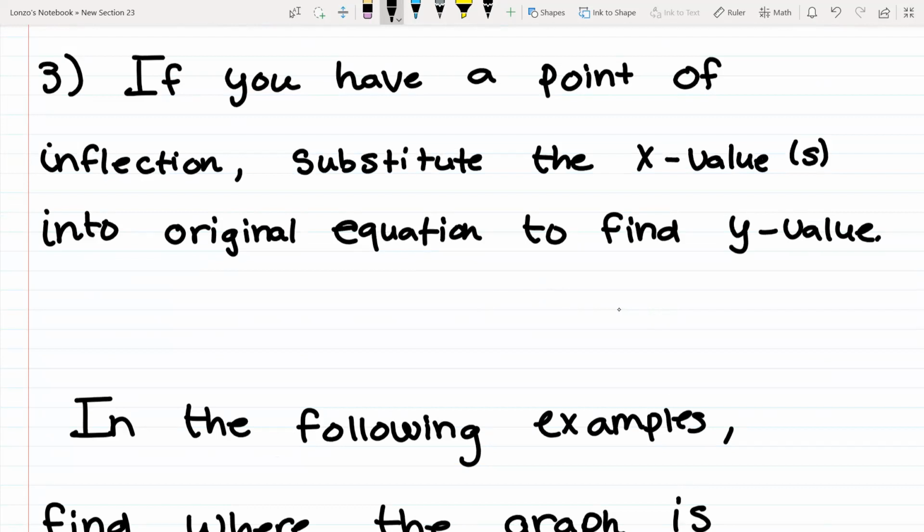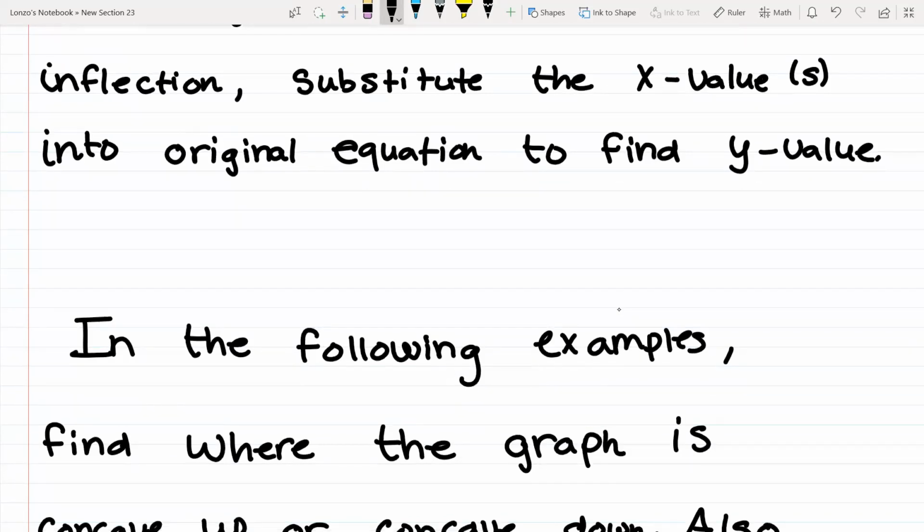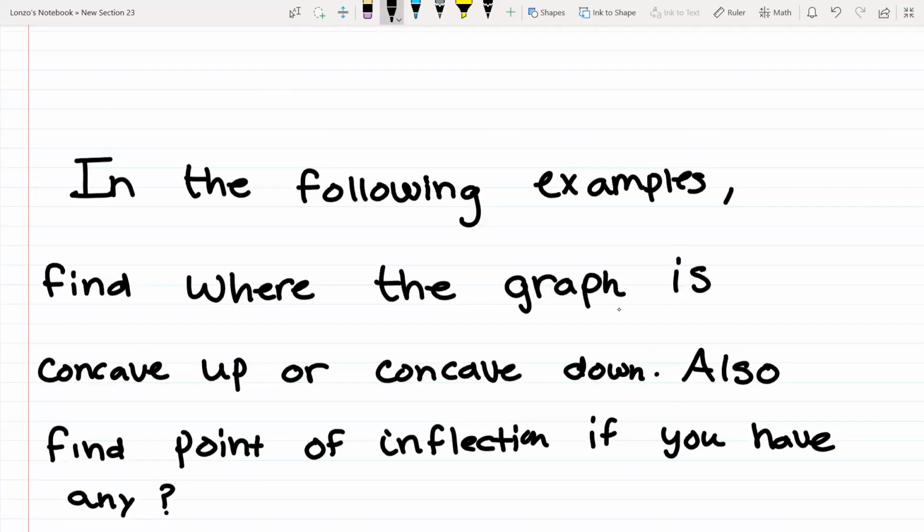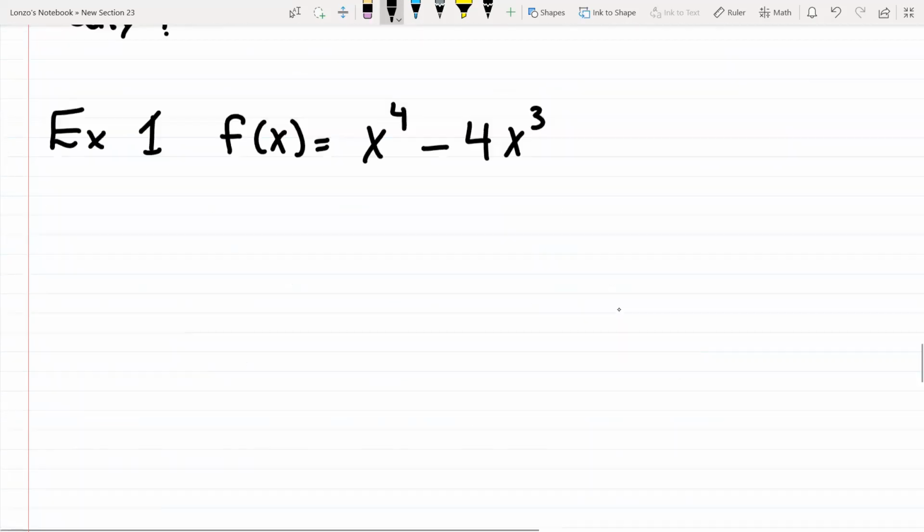So let's do some examples. I think I'm only going to do 2. In the following examples, find where the graph is concave up or concave down. Also find the point of inflection if you have any. So let's start with example 1. And then maybe I can put this in Desmos to show you if it actually makes sense.